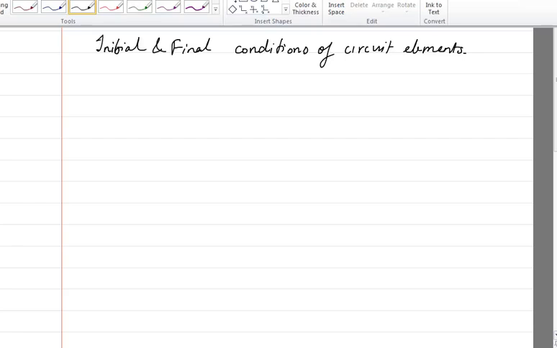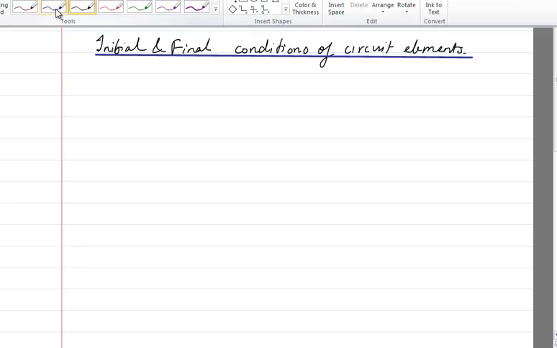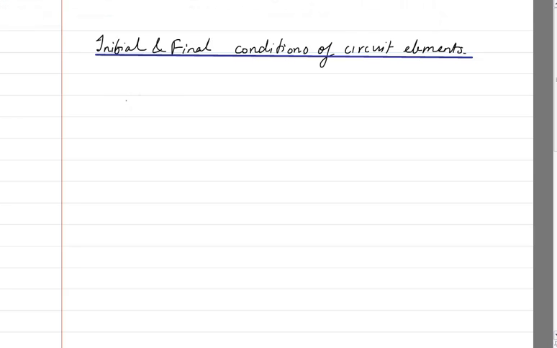you have all studied that we have capacitance, inductance, and resistance as circuit elements. So I have resistance here, inductance here, and capacitance here. Okay.